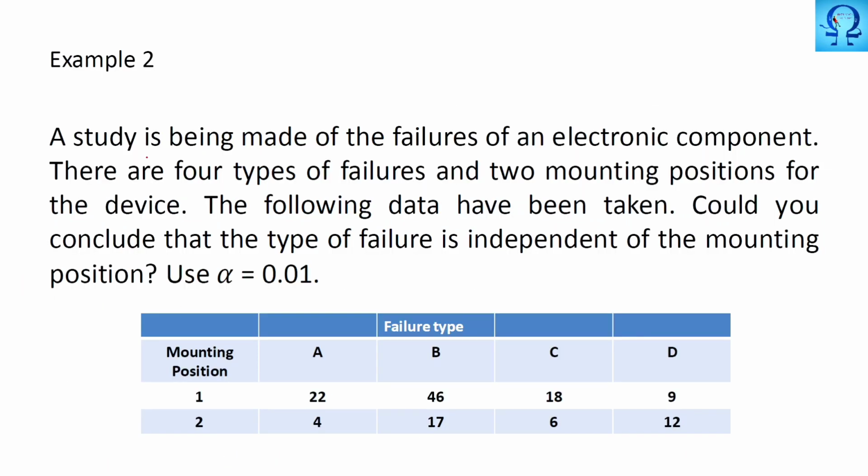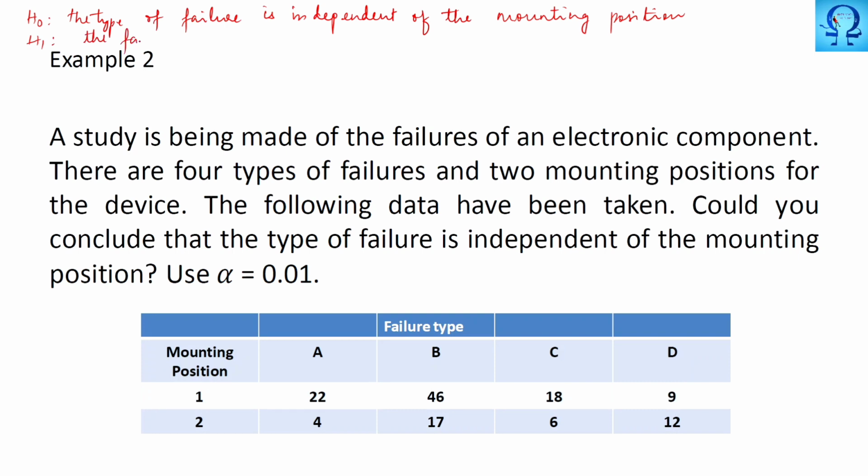Moving further, in this problem, a study is made of the failures of an electronic component. There are four types of failures and two mounting positions for the device. The following data have been taken. Could you conclude that the type of failure is independent of the mounting position? Again, your H naught is that the type of failure is independent of the mounting position, against the alternate hypothesis that the failure is dependent on the mounting position.